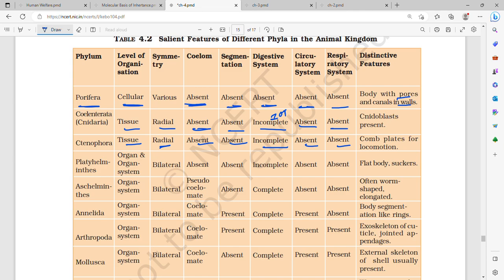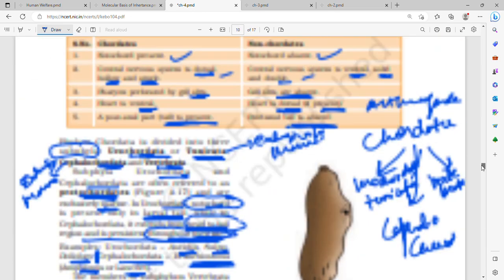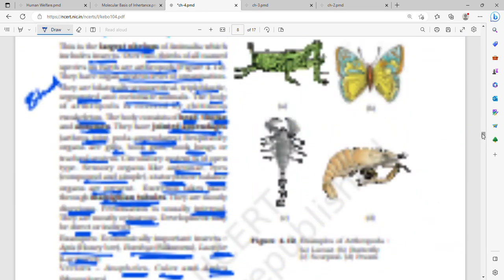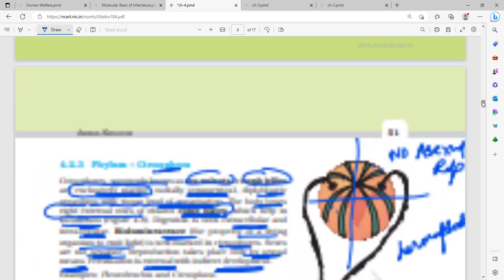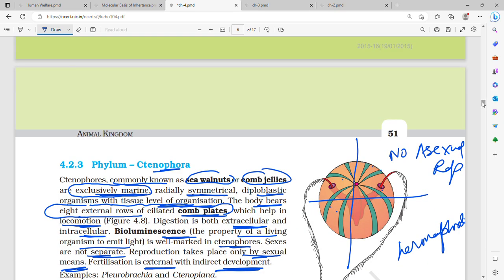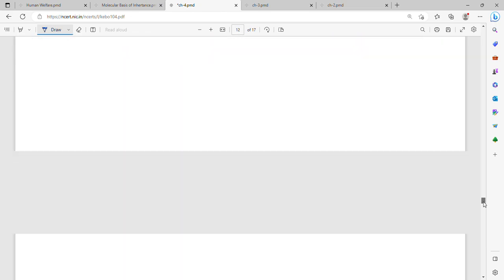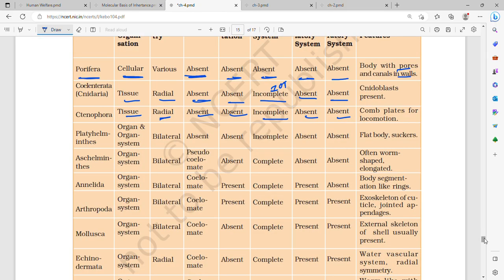Distinctive features in Ctenophora: they have ciliated comb plates. How many? I guess 12, right? Sorry, 8. They have 8 external ciliated comb plates which help them in locomotion, and they also show bioluminescence, and they are exclusively marine.